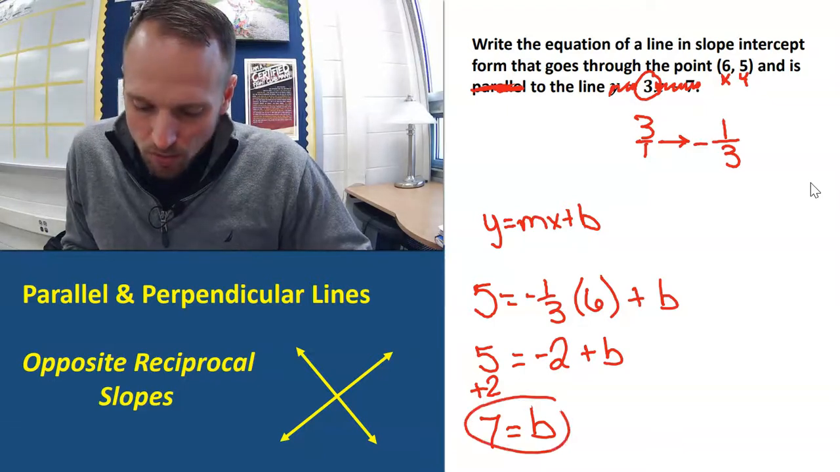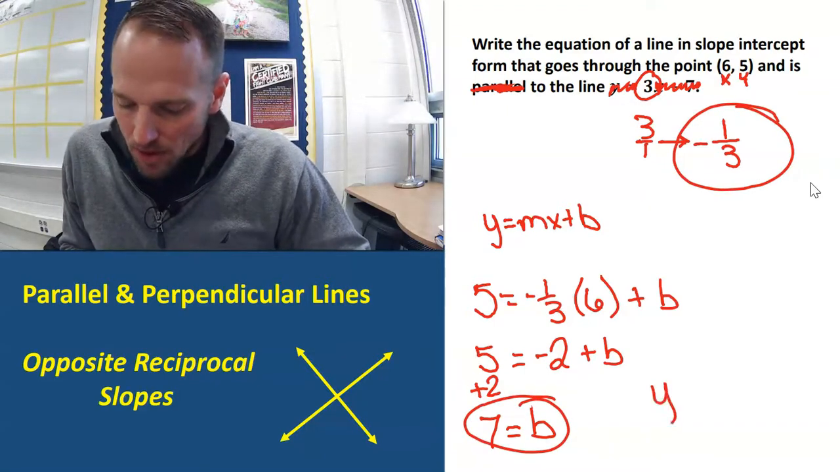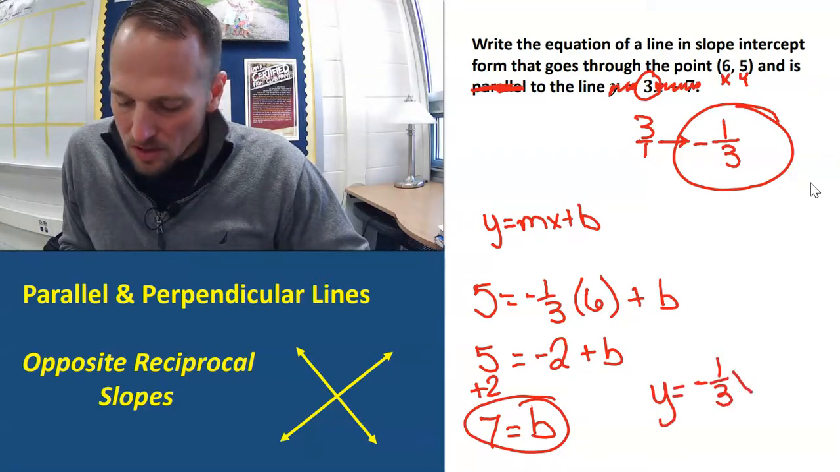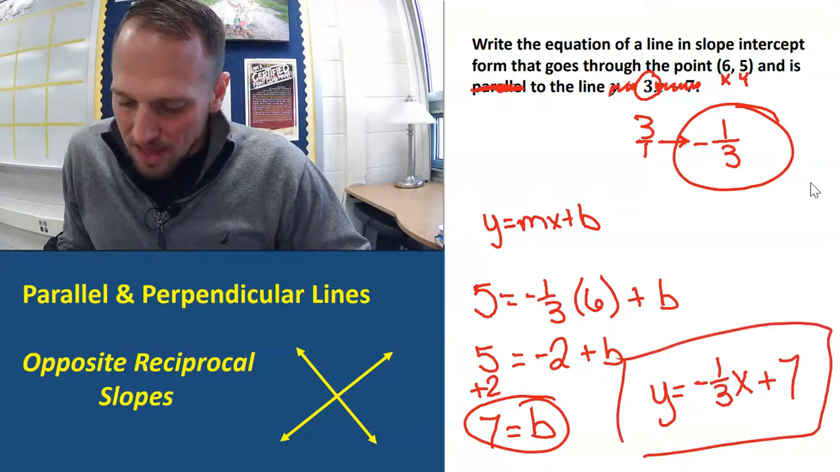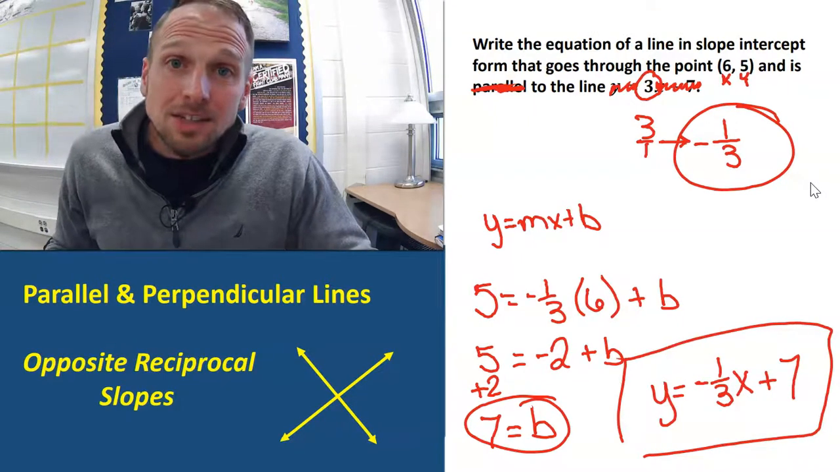So we know our b, we know our m, and now we can write our equation: y equals -1/3 x plus 7. And that is our equation. Not easy, but I know you can do it. Good luck.